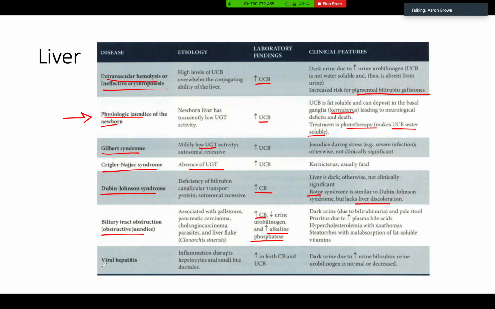And last, viral hepatitis. We essentially have liver dysfunction when you have viral hepatitis. So look for elevated conjugated bilirubin and elevated unconjugated bilirubin. We will have elevations mostly in unconjugated bilirubin because we lose the ability to conjugate, but you'll also see some conjugated bilirubin as well because the liver's not really that great at excreting it either. Okay, great.